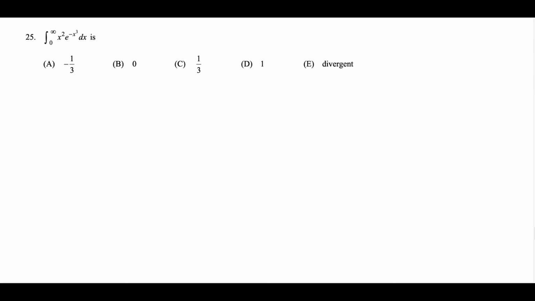Okay, for question 25, this is just a very tedious question. What we have to do is evaluate this improper integral, the limit as b goes to infinity of the integral from 0 to b of x squared e to the negative x cubed dx. So we have to evaluate this entire mess. My advice is to do the integral on the side and then plug back in. So I'm just going to treat this as an indefinite integral. I'm just looking at this part over here.